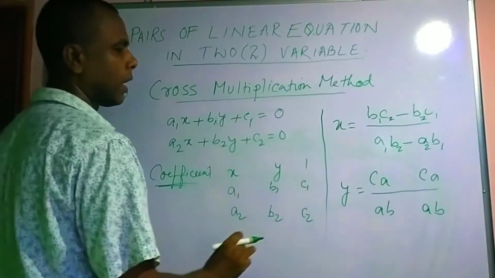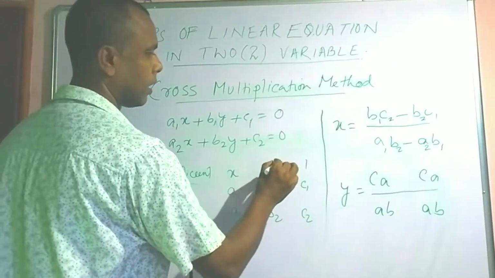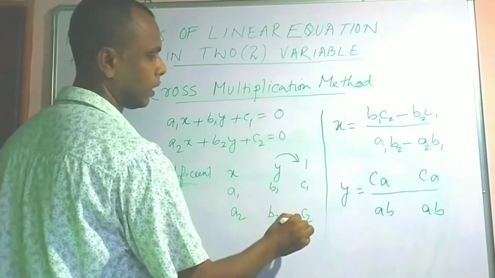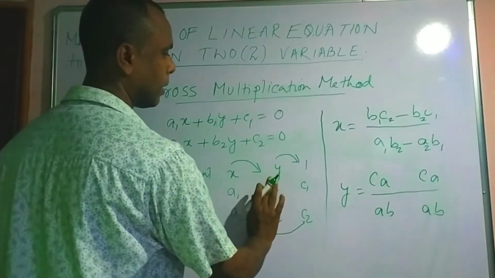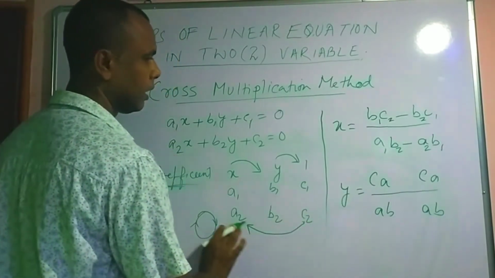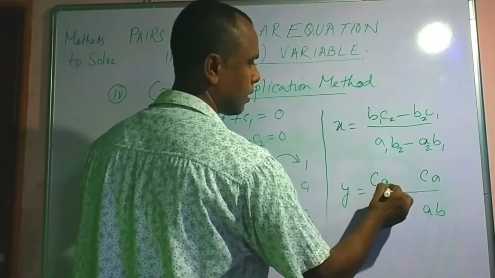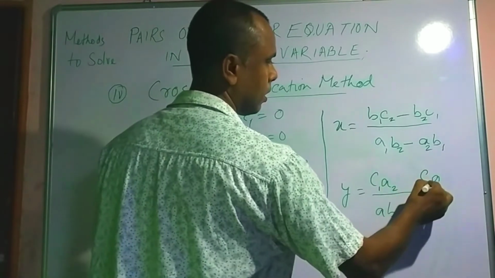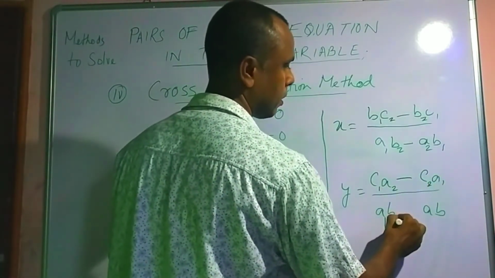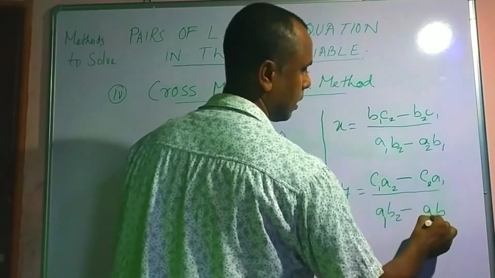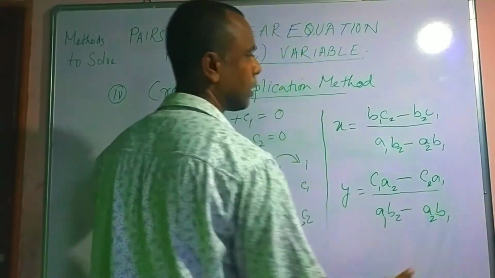When we talk about y, we cover taking in the cyclic order in this way. Then this is in the form of circle. So when we cover B, we have got CA. So in this case we write c1, a2, c2, a1 with a minus sign, a1, b2 minus a2, b1.